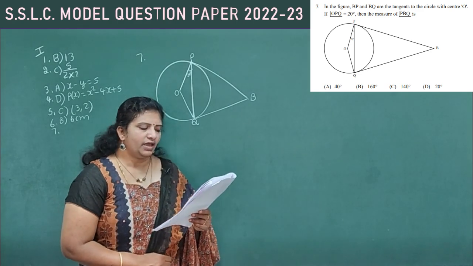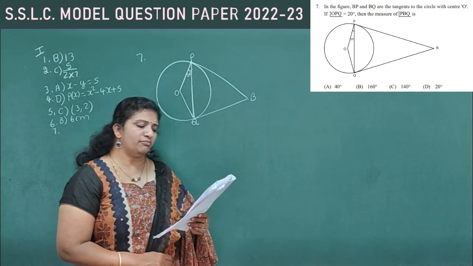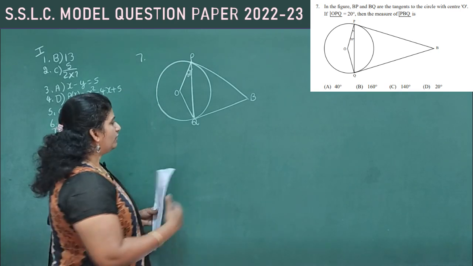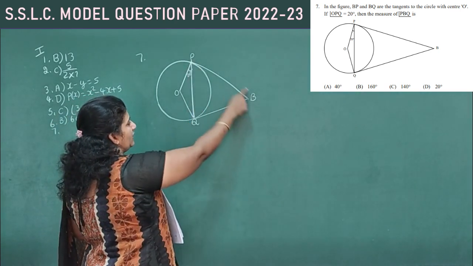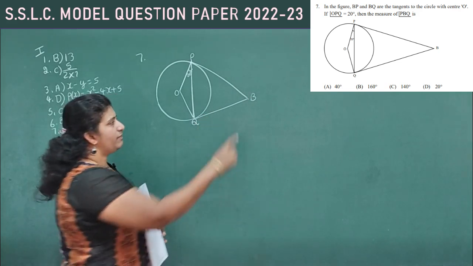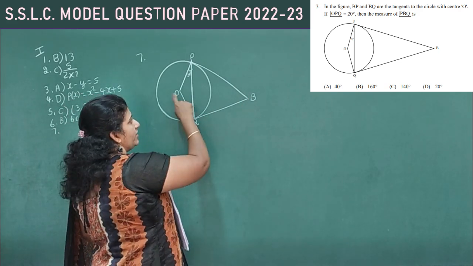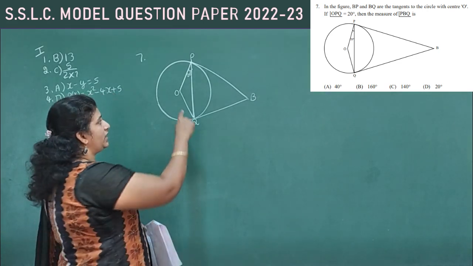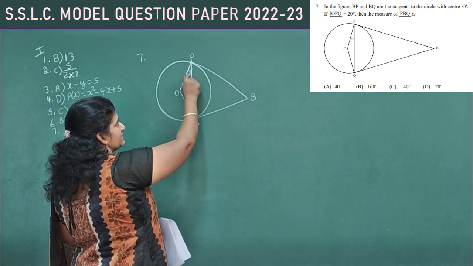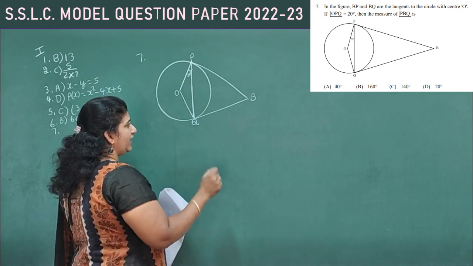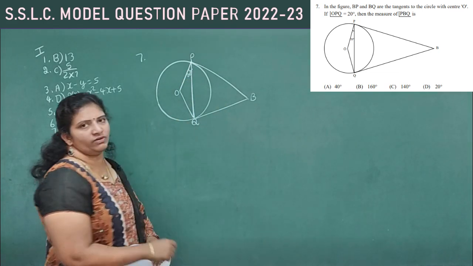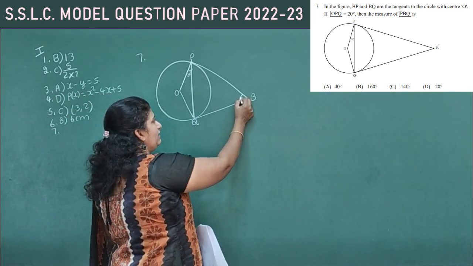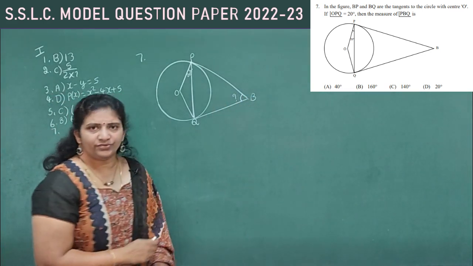Seventh problem. In the figure, BP and BQ are the tangents to the circle with center O. Where are the tangents? BP and BQ are the tangents. B is external point. O is the center. If angle OPQ is equal to 20 degree, find angle PBQ is your question. How we are going to find this? You need to find this angle, right?